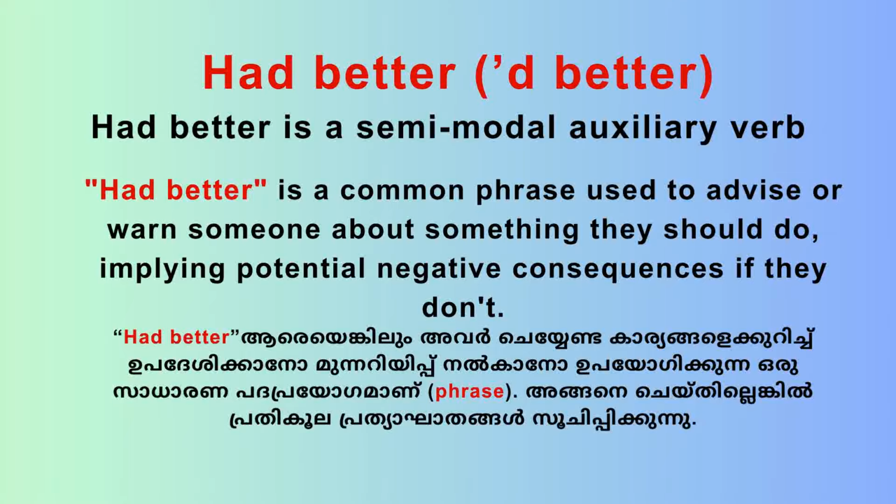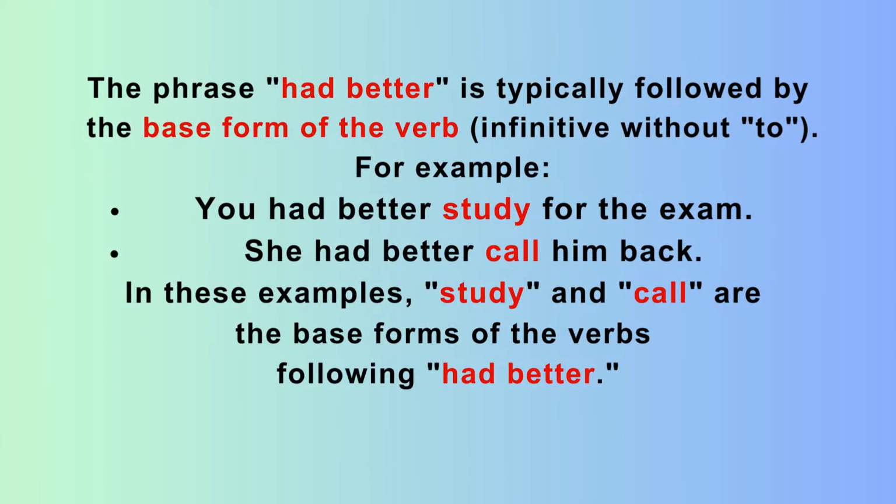The next grammatical term associated with the contraction 'd is had better. Had better is a semi-modal auxiliary verb. It's a common phrase used to advise or warn someone about something they should do, implying potential negative consequences if they don't. The phrase had better is typically followed by the base form of the verb.